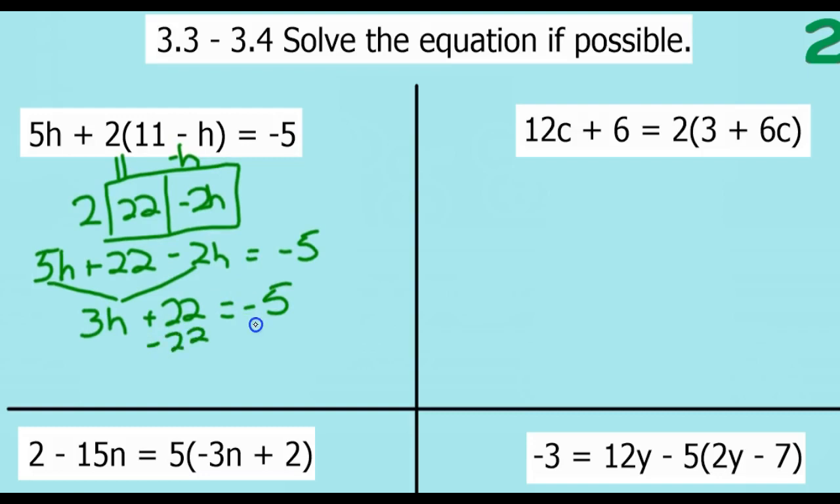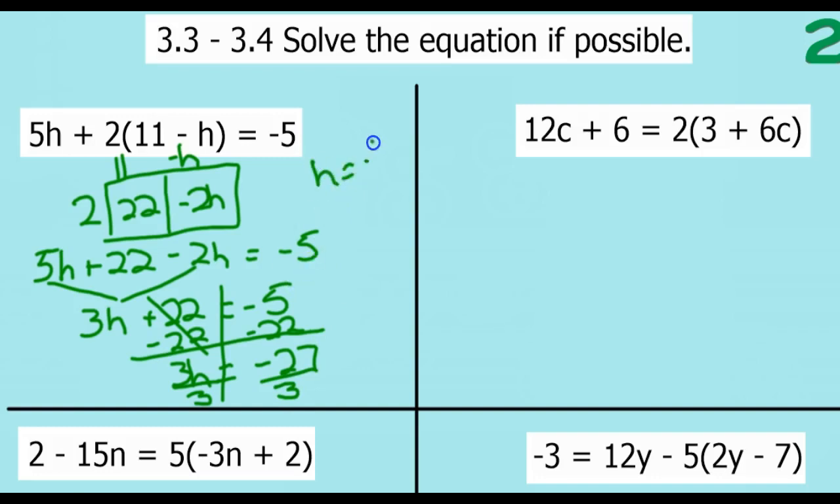Subtract 22. So I'll have 3h equals negative 27. Divide that by 3. And I get h equals negative 9.